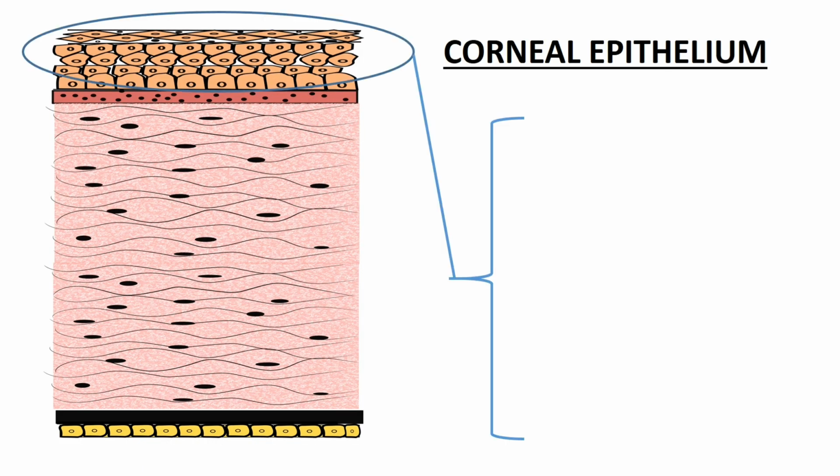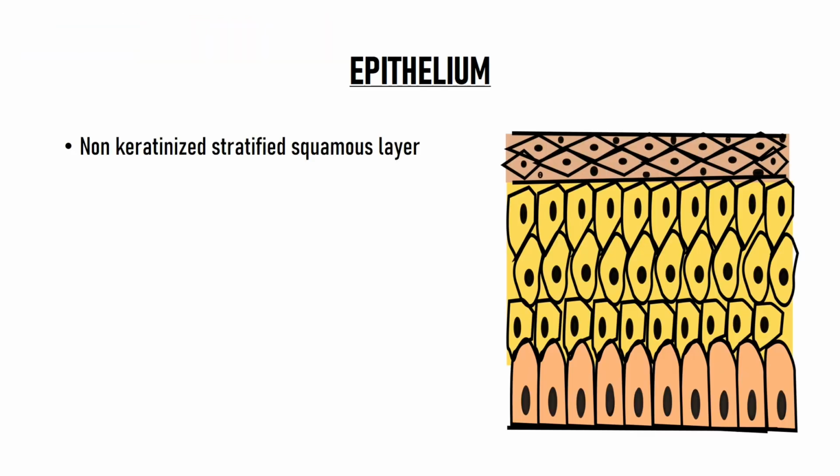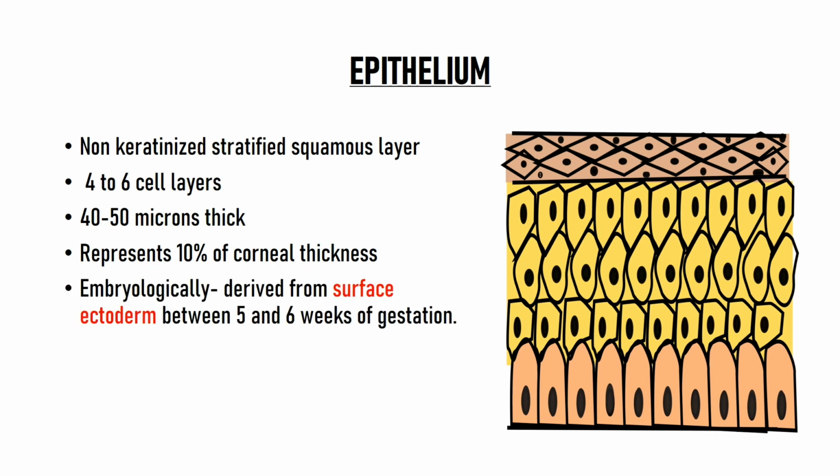Here you can see a magnified view of the epithelium. As you can see, it is a multi-layered structure. Corneal epithelium is a non-keratinized, stratified squamous layer. It is made up of about 4 to 6 layers. The average thickness of corneal epithelium is 40 to 50 microns, and it makes up about 10% of total corneal thickness. Embryologically, it is derived from surface ectoderm between the 5th and 6th week of gestation.